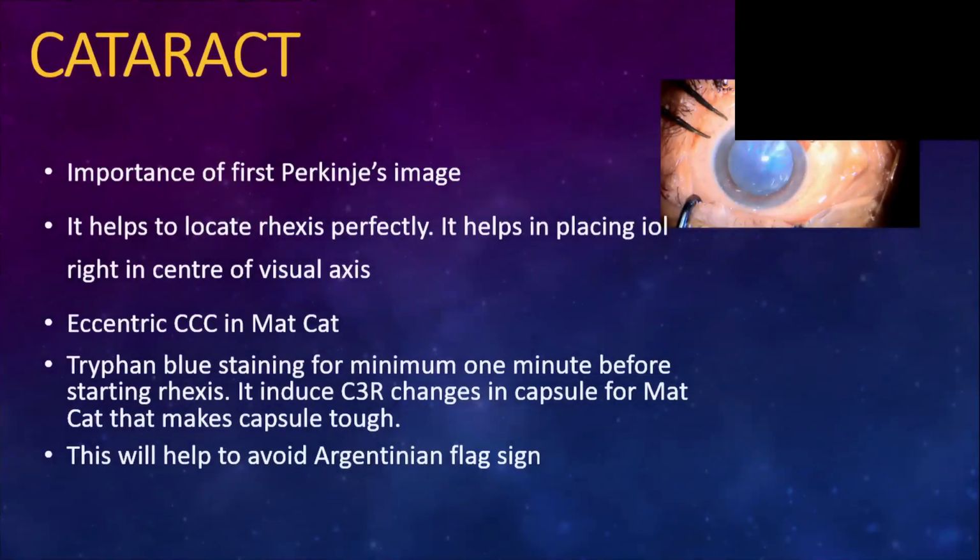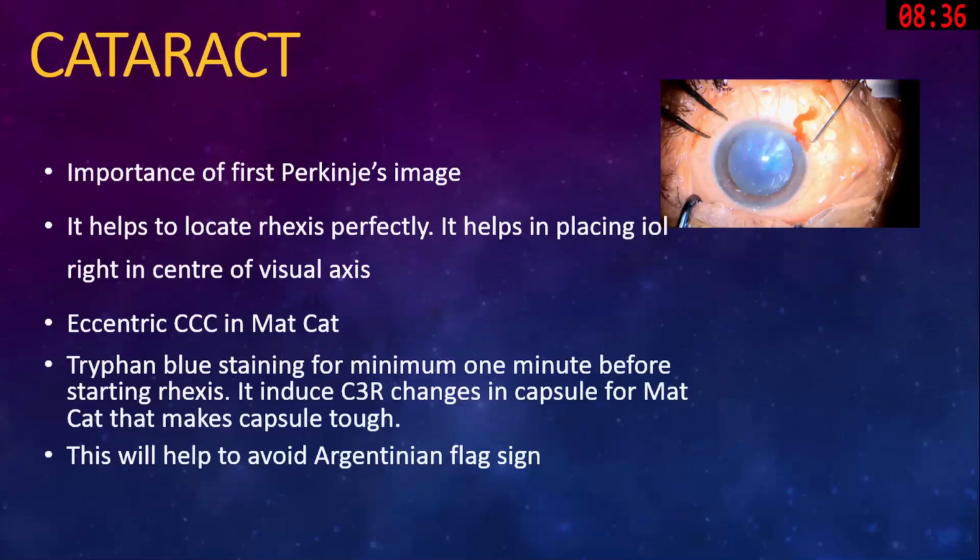The second part of cataract surgery is the importance of the Purkinje image, especially for the multifocal lens. It helps you to locate the rhexis perfectly. It helps in placing the IOL right at the center of the visual axis. The next part is eccentric rhexis in case of mature cataract.